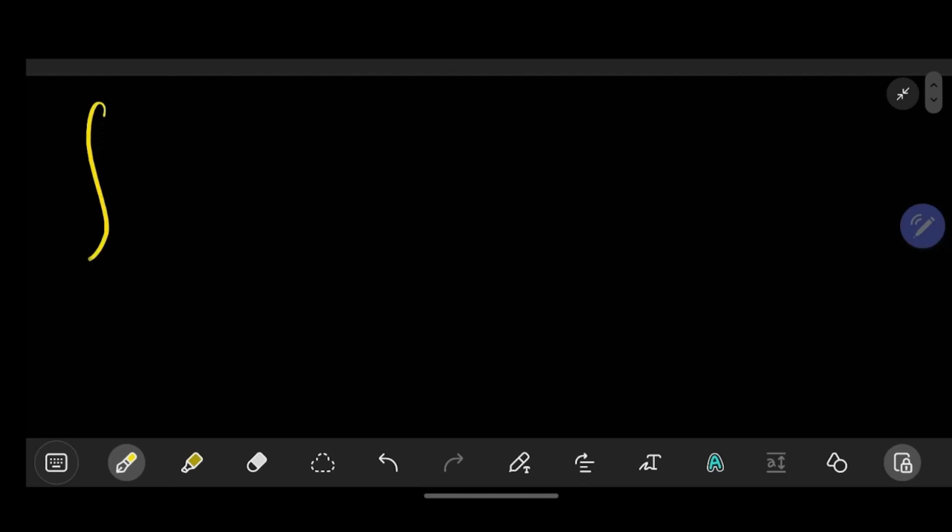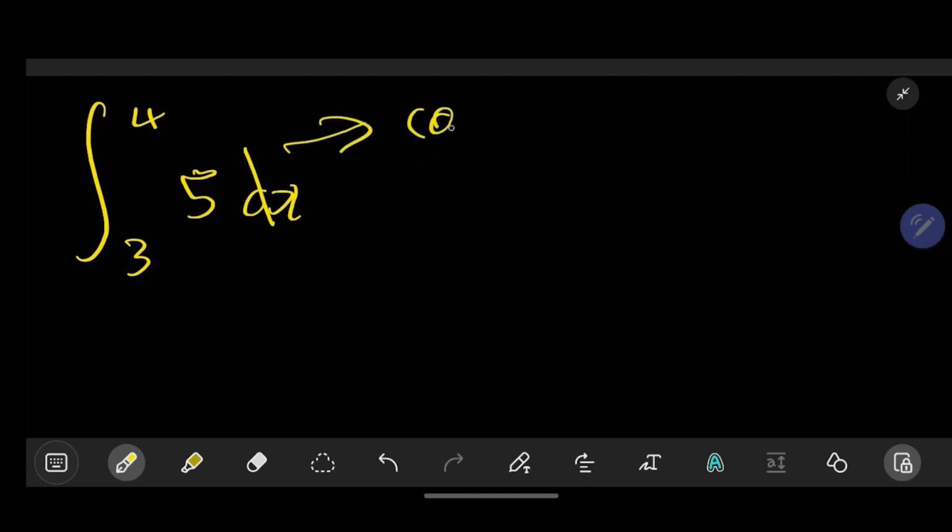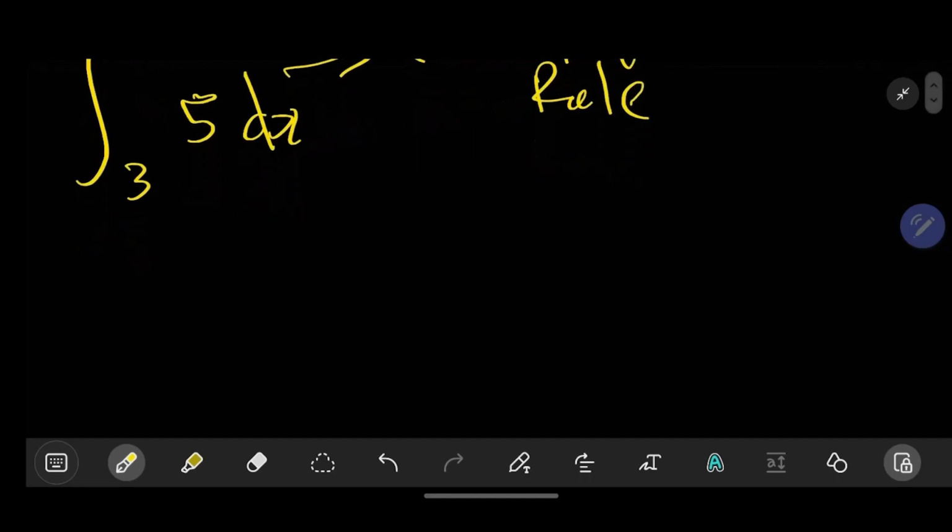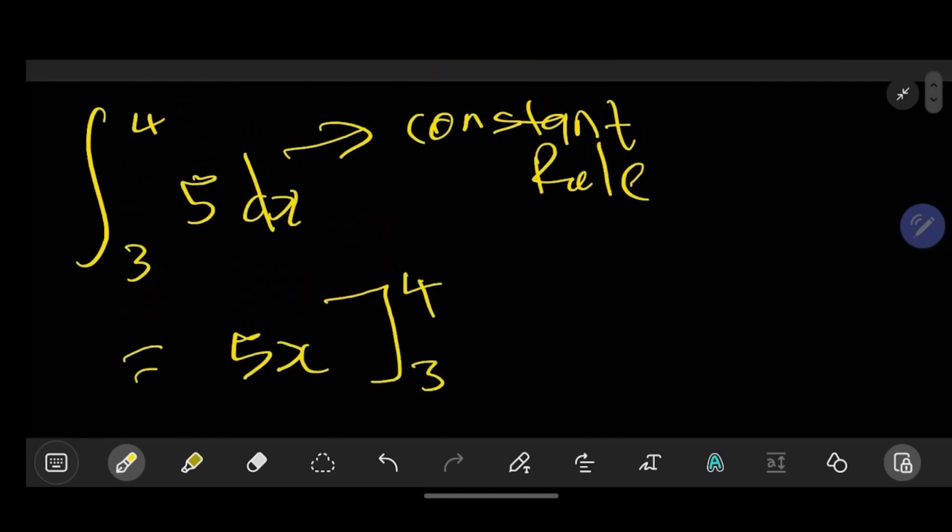Okay, so let's start getting into the examples. Let's look at this example where we want to find the integral of 5 dx with limits 3 to 4. Now remember the theorem, we want to find the function f of x first. So that's our 5 dx here, and then we plug in the limits. If you go back to my integrals videos, you will know that this is basically the constant rule. If you want to find the integral of a constant, that is equal to 5x. We want to evaluate it from 3 to 4.